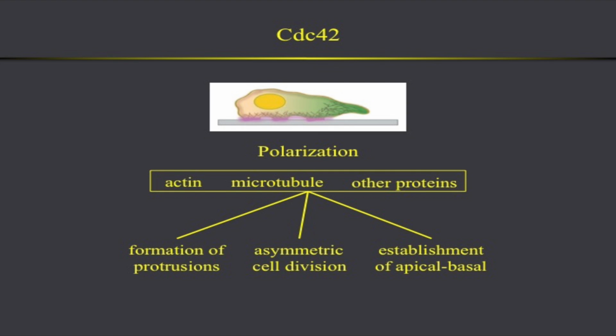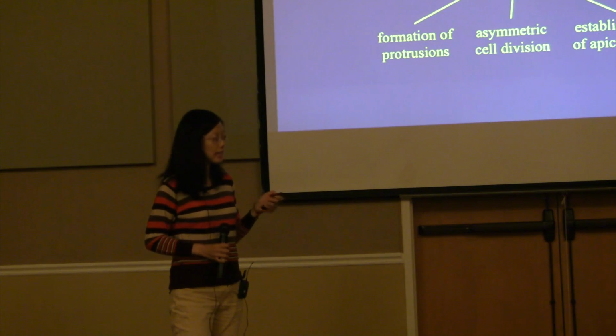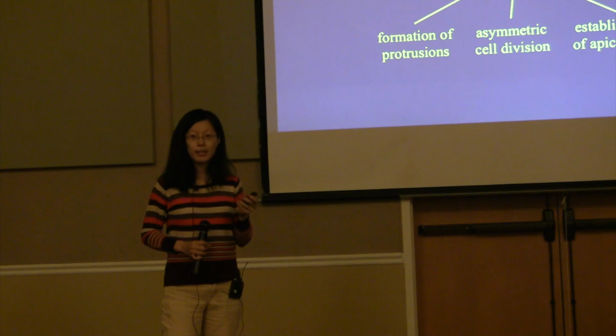Showing in a diagram here, Cdc42 is enriched in the leading edge of a migrating cell, and its polarization itself will lead to the polarization of other tissues and structures, for example, actin filaments and microtubules, as well as a polarized distribution or secretion of many other proteins. All this together leads to the formation of filopodia protrusions, asymmetric cell division, as well as the establishment of apical-basal polarity. So my plan is to find out whether CEP1 mediates some of these activities of Cdc42 during neural crest cell migration.